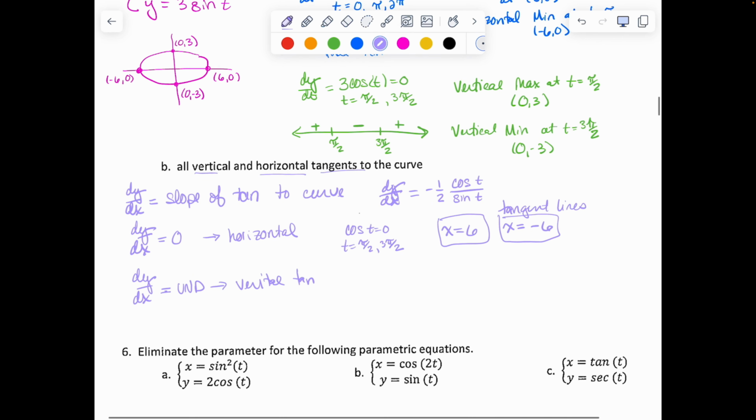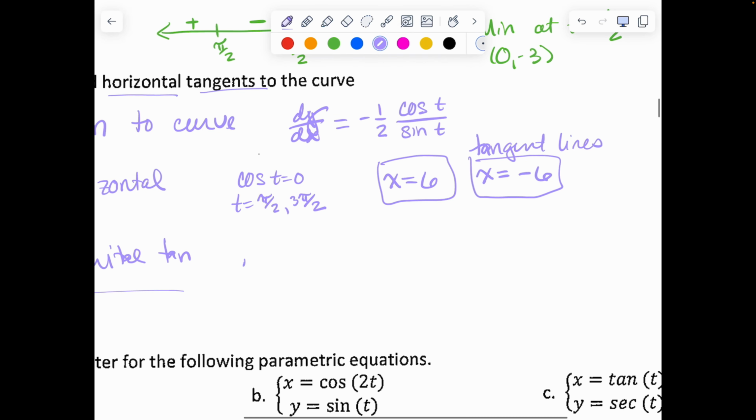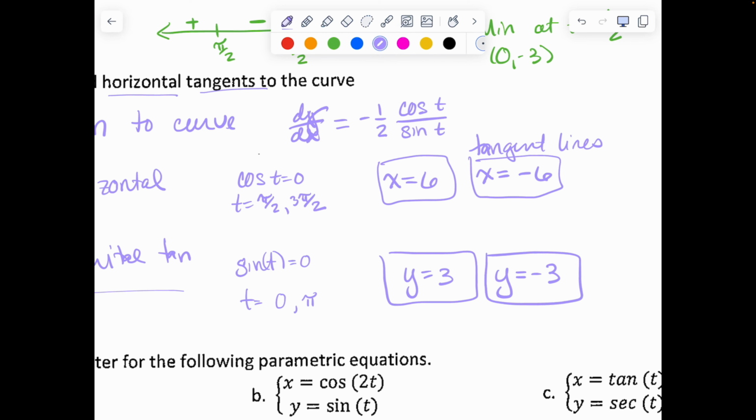And then the vertical tangent, when it's undefined, happens when sine of t equals 0. And we said that happened at 0 and pi. And so that was when y equals 3 and y equals -3. And again, if we go back to what we know about algebra 2 trig, we can see those are the places when the tangent line is going to be vertical or horizontal. We know that just by looking at the picture. How we feeling?